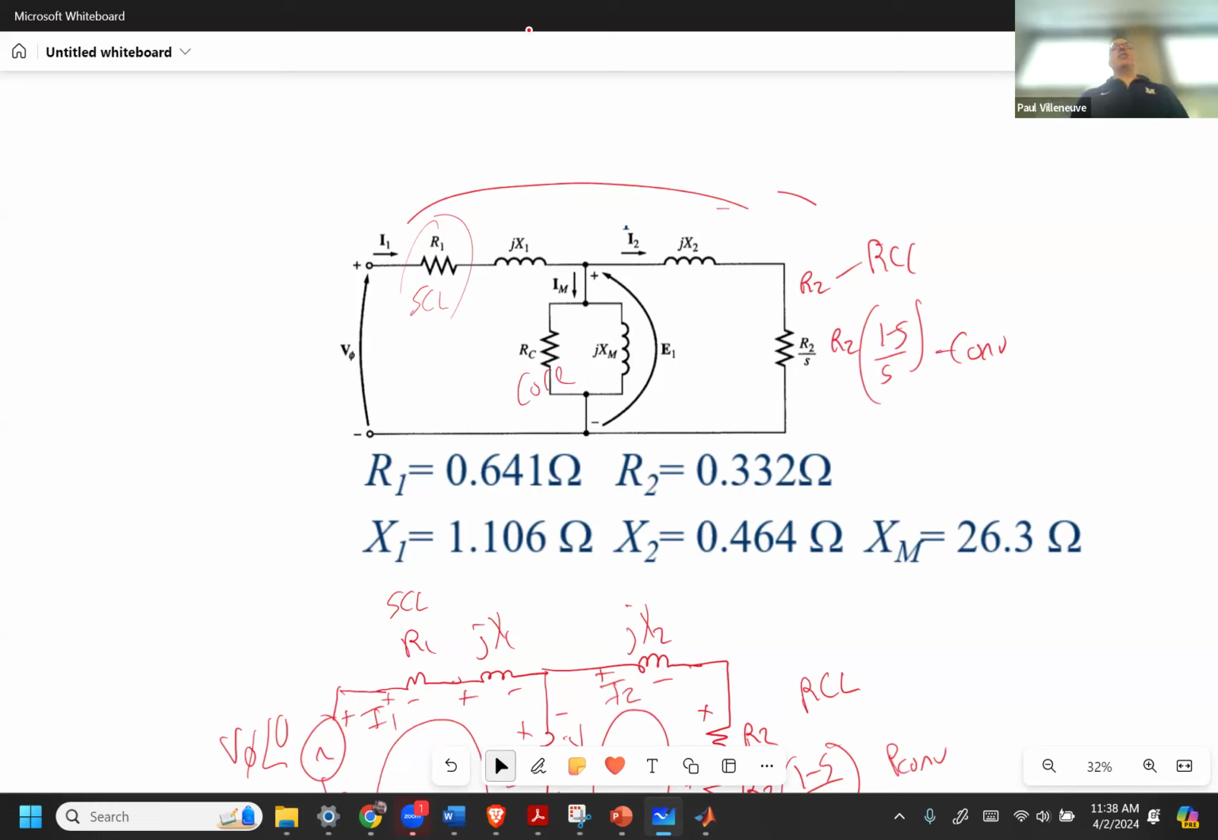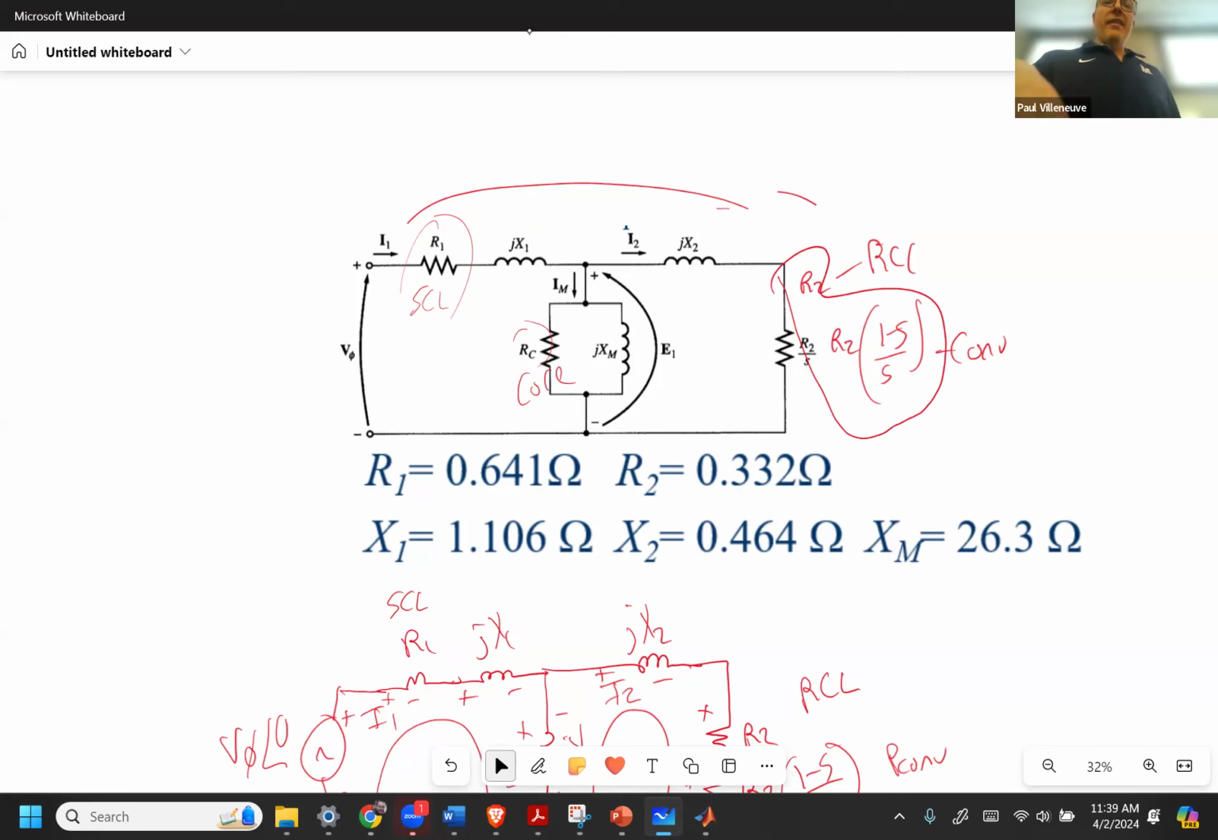And if you had to calculate the core losses, you'd have to somehow get this value of R sub C, which is very difficult to get. Most of the time, you just ignore it because it's pretty high anyway. And then what is the R2 (1 minus S) over S? That's the combination of these two.